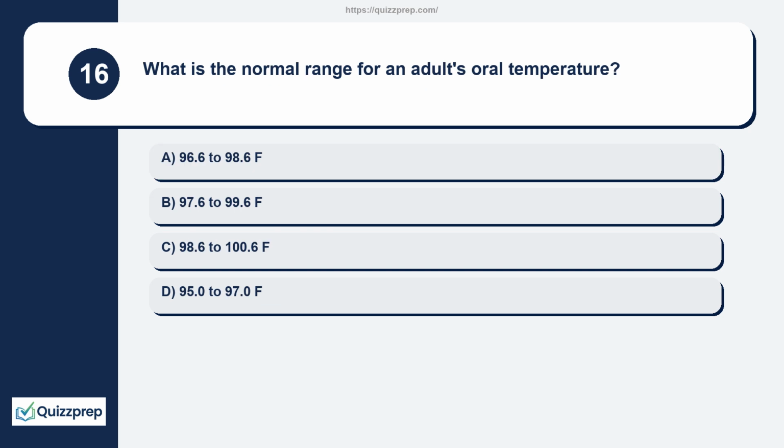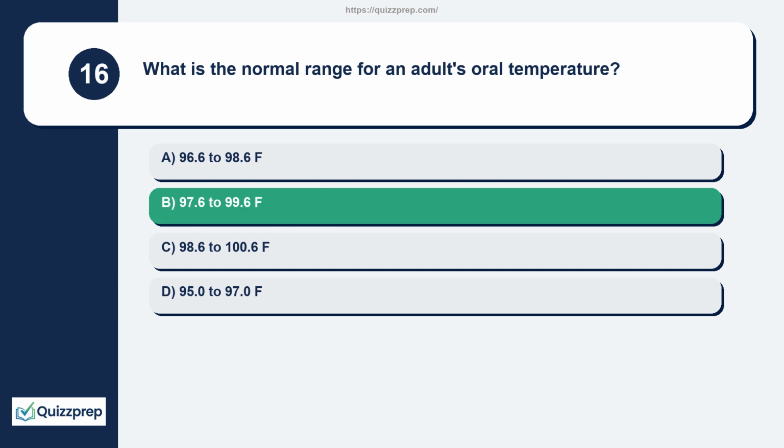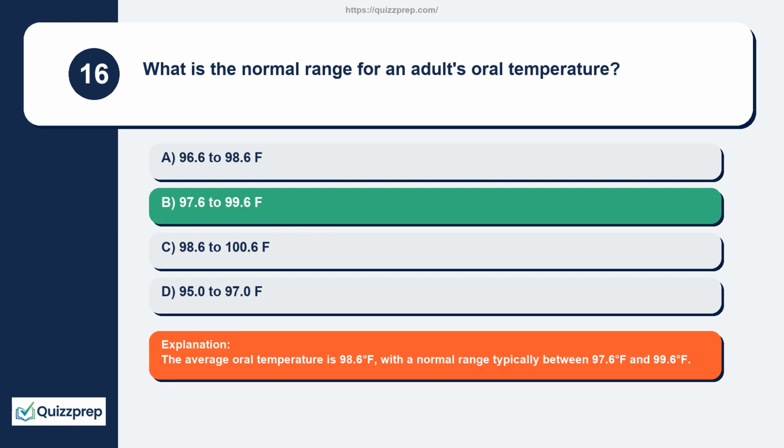Question 16. What is the normal range for an adult's oral temperature? 96.6 to 98.6 F, 97.6 to 99.6 F, 98.6 to 100.6 F, 95.0 to 97.0 F. The average oral temperature is 98.6 degrees Fahrenheit, with a normal range typically between 97.6 degrees Fahrenheit and 99.6 degrees Fahrenheit.